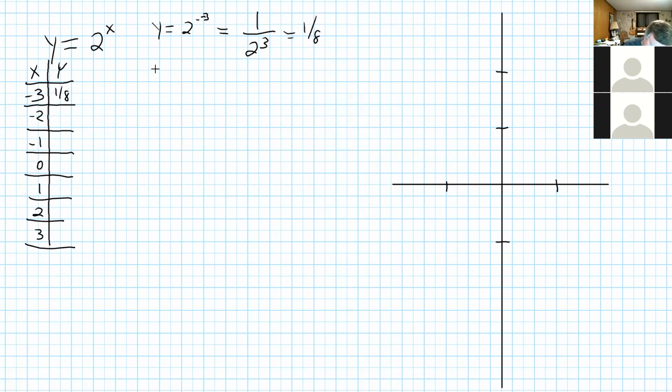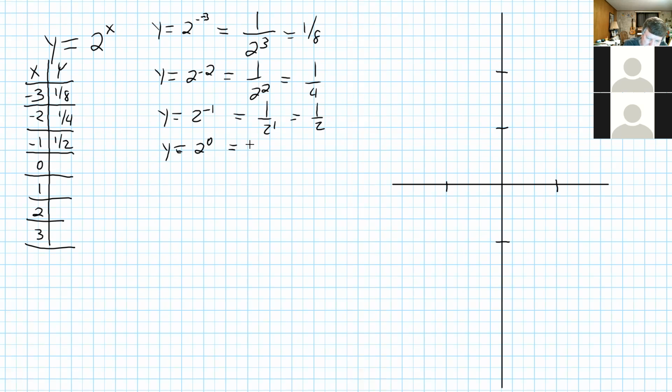If x is -2, y equals 2 to the -2 power, which is 1 over 2 to the 2 power, which is 1/4. If x is -1, y equals 2 to the -1 power, which is 1 over 2 to the +1 power, or 1/2. If x is 0, what's 2 to the 0 power? Something raised to the 0 power other than 0 to the 0 power is 1. Dividing by 0 is undefined, but this is the number 1, okay?